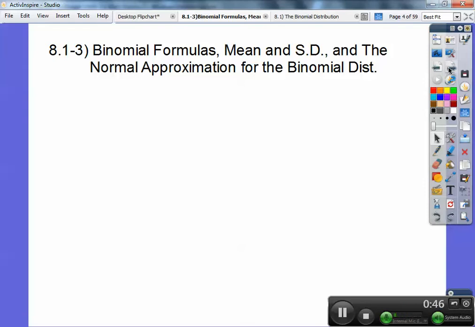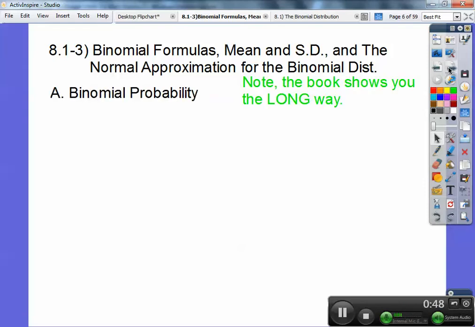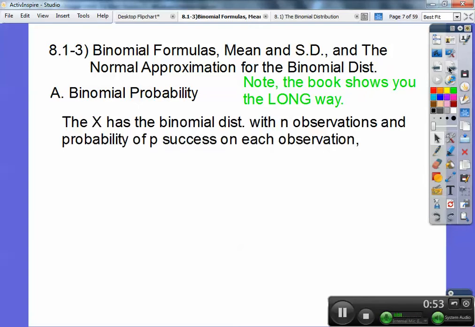the binomial distribution. Okay, here we go, binomial probability. All right, and your book is going to show you a very long way. I'm going to remind you of a very short way in just a bit. So the X has the binomial distribution with n observations and probability of p successes on each observation.